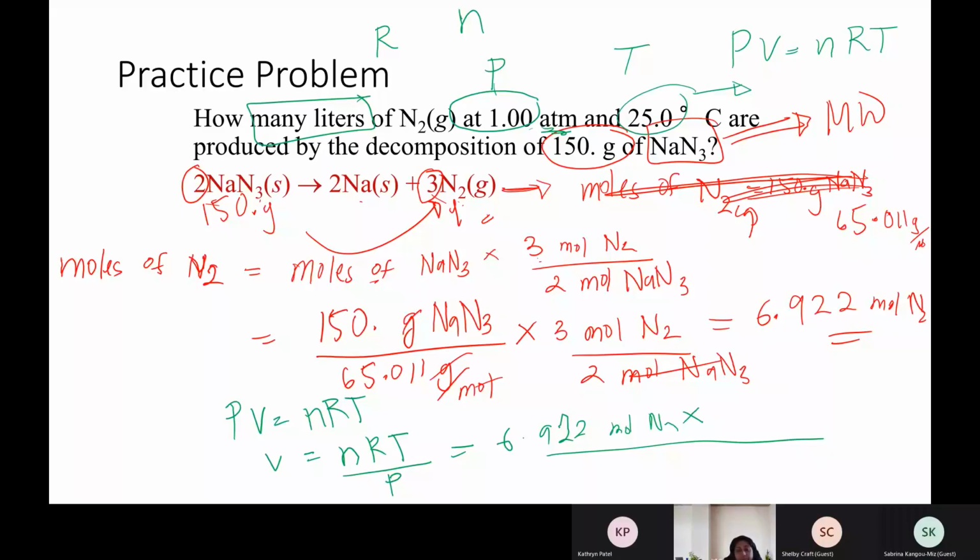Do you guys have any questions? I just got a different number for moles of N2. I got 3.46 when I plugged into my calculator the exact same equation that you did. So for 150 over 65 times 3 over 2, I got... Oh, okay. I may have... Thanks for the reminder. Oh, sorry. Thanks. Yeah, I didn't divide it by 2. Good point.